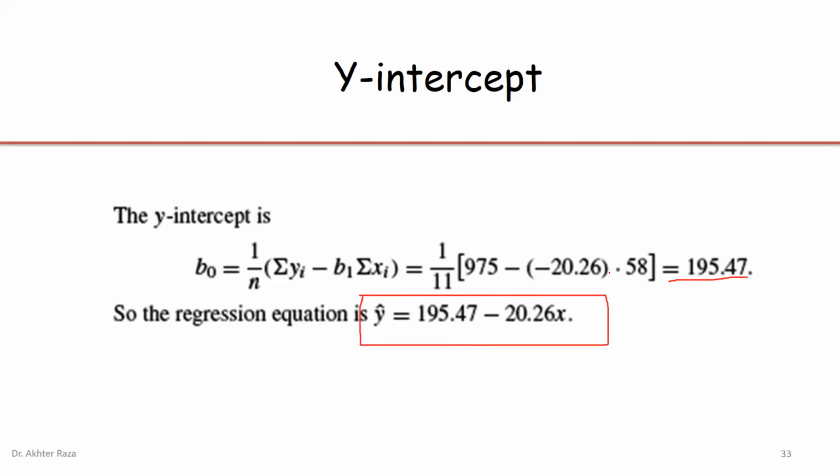The y cap is equal to the y-intercept 195.47 minus 20.26x, because y cap is the estimated mean or the conditional mean. The conditional mean can be represented by b naught plus b1x. So the value of b1, 20.26, is substituted, and the value of b naught, 195.47, is substituted, and x is there. Why is there no error term? Because it is an estimated model. From the estimated model, we have minimized the error.